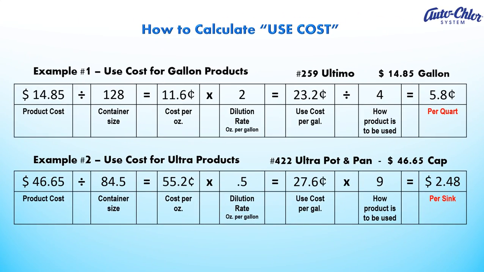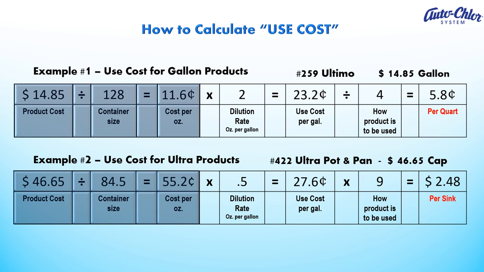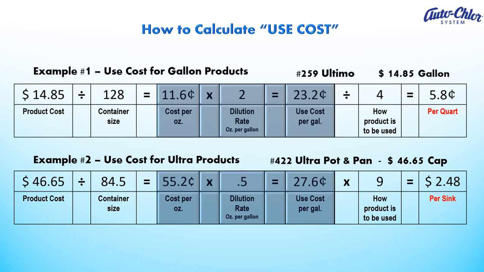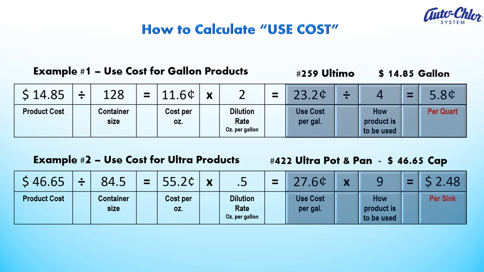So now that we've broken down our calculations for use cost, let's put it back together again. First, we take our cost per product, we divide that by the container size. This gives us our cost per ounce. Next, we take our cost per ounce, we multiply it by our dilution ratio, and it gives us our first use cost per gallon. Lastly, we take our use cost per gallon, we multiply or divide this by how the product is going to be used. And this gives us our final use cost to the customer.